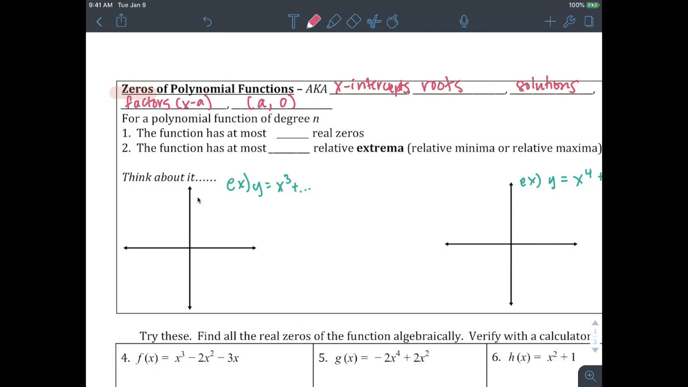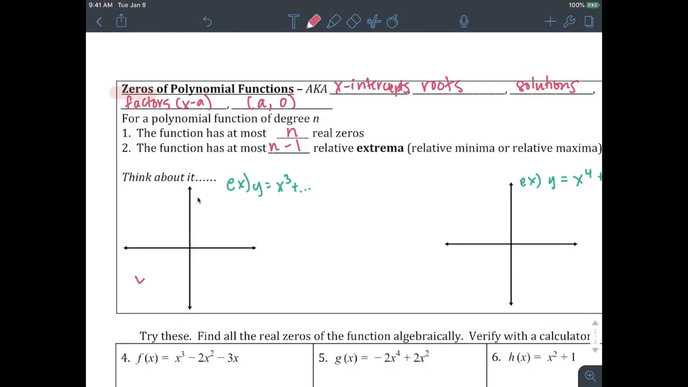For a polynomial of degree n, the function has at most n real zeros, so the same as your degree. And then the function has at most n minus 1 extrema. So let's do a little example. If I have y equals x cubed plus something plus something plus something, what is the most number of times your function can intersect the x-axis?